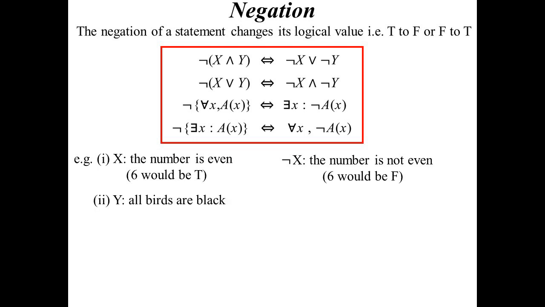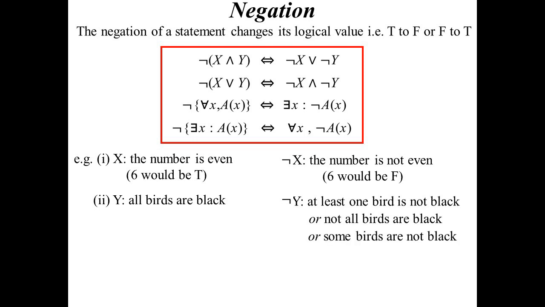Y: all birds are black. There's my statement. The negation would be at least one bird is not black. I mean, there would be other ways of saying it. That's just one way of saying it. But that would be the opposite case. If I don't have the situation of all birds are black, then there's got to be at least one bird that's not black. So that would be the negation of it. Another way I could say it is, not all birds are black. Maybe some birds are not black.